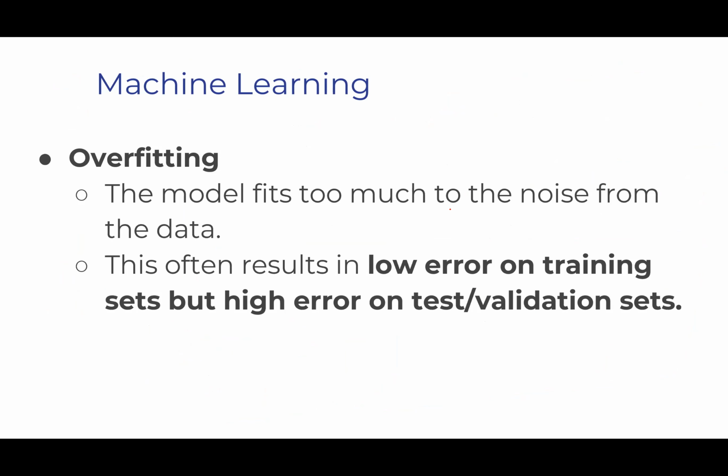So in overfitting, the model fits too much to the noise from the data, right? Noise from the data is simple. If I open my windows, you will get all the noise from my surroundings, right? But that is not what you need in this class, right? Similarly, a lot of data comes with some kind of noise, some errors are there, it's not accurate and perfect. So often this results in low error on training but high error on testing and validation, right?